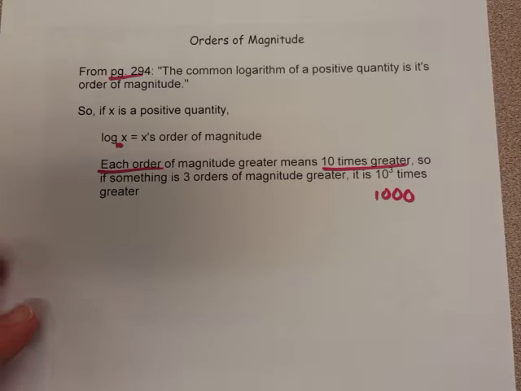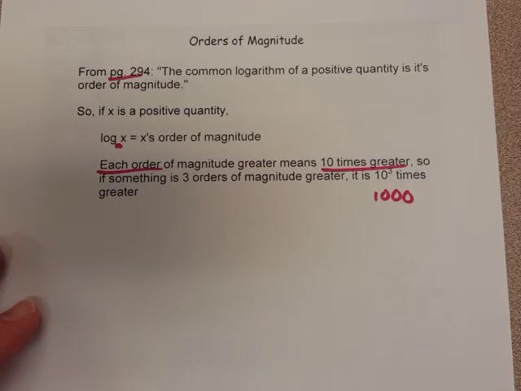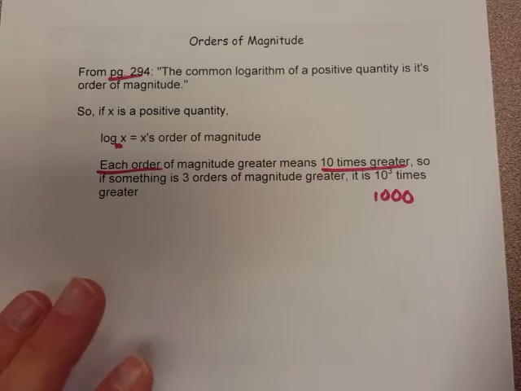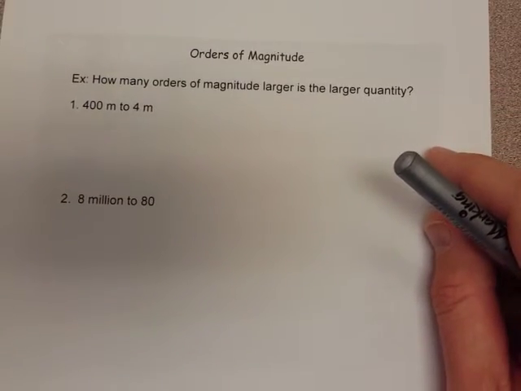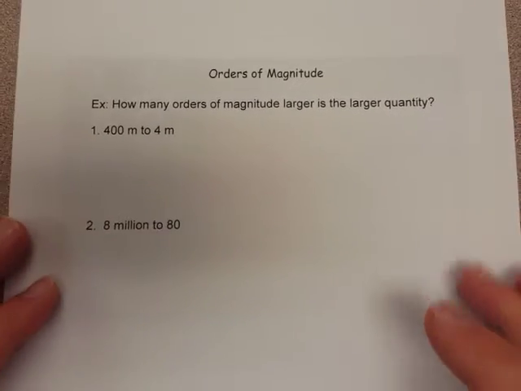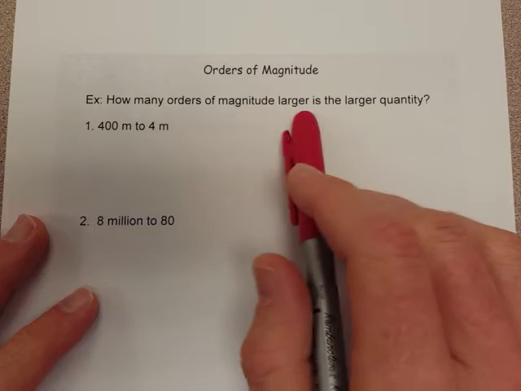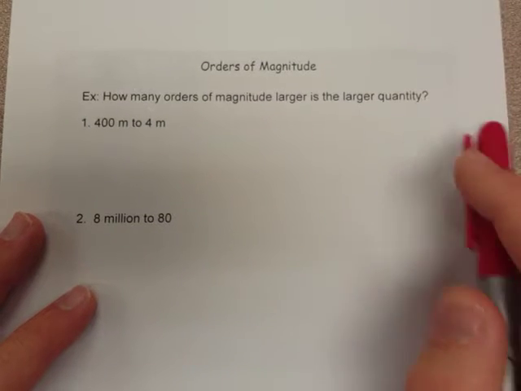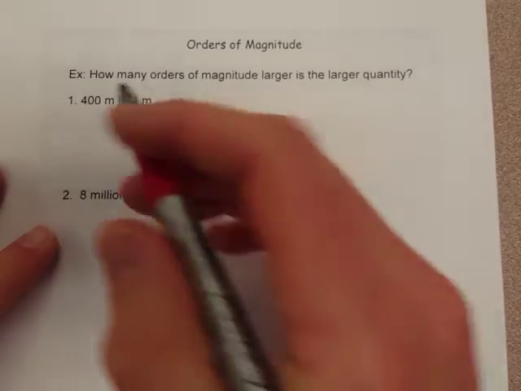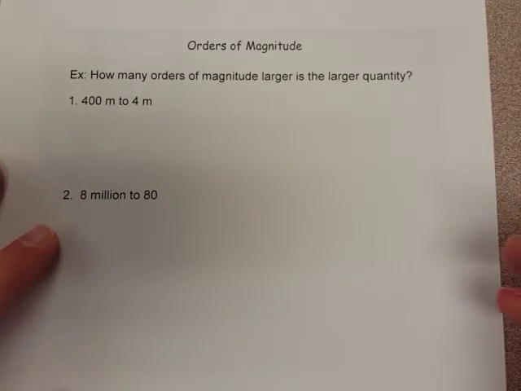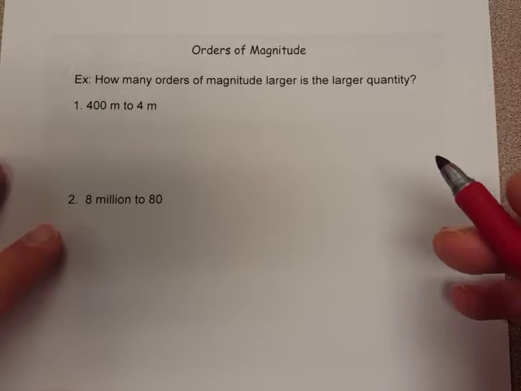Let's take a look at an example involving orders of magnitude so you can just see what I even mean by this, because it doesn't make much sense at this point. I'm well aware of that. Here are a couple examples for order of magnitude. It says here, how many orders of magnitude larger is the larger quantity? Well, the first thing that we're going to do with each of these numbers is we're going to find out what is the order of magnitude for each one.